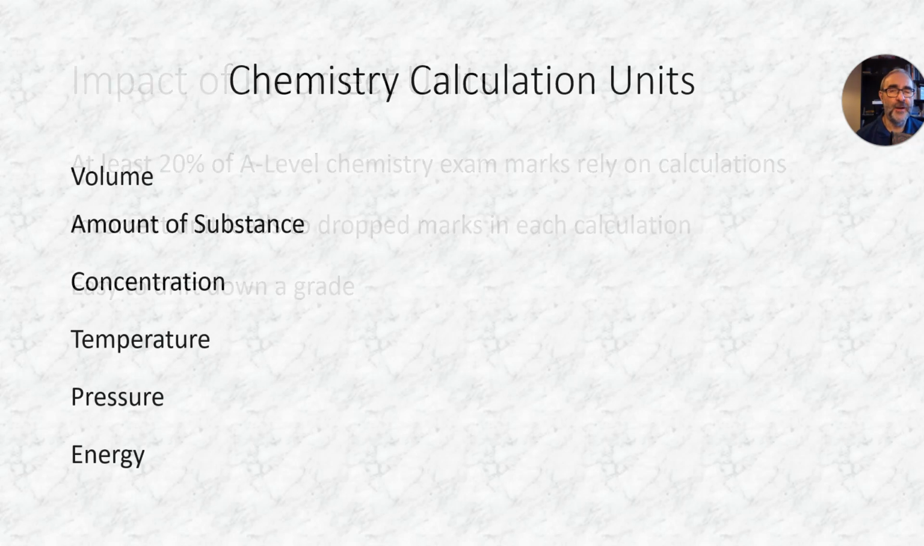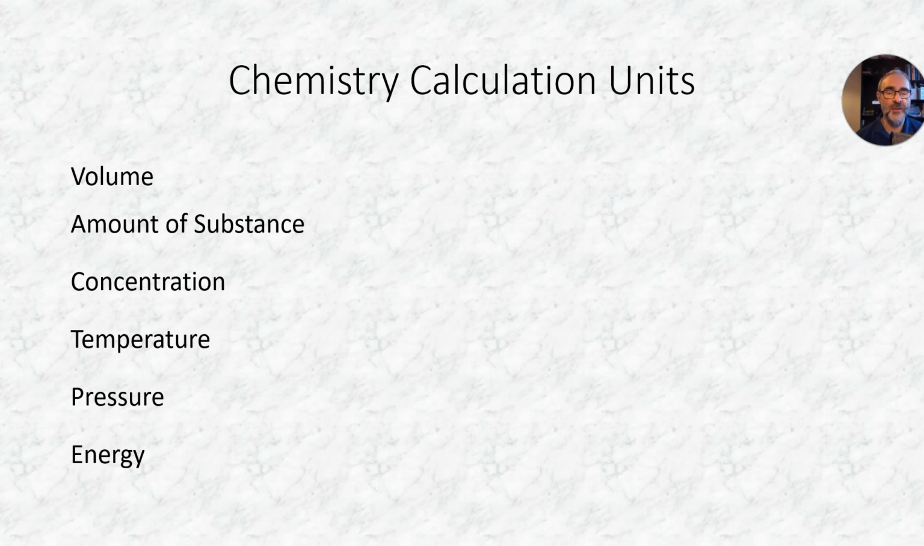So we're going to talk about some of the most common units that you'll need to use in chemistry calculations. We're going to be talking about the units for volume, amount of substance, concentration, temperature, pressure, and energy. Now don't switch off if you think you already know them. So do all the students that are dropping marks on them. Stay with me so that you have a firmer understanding of which units to use.